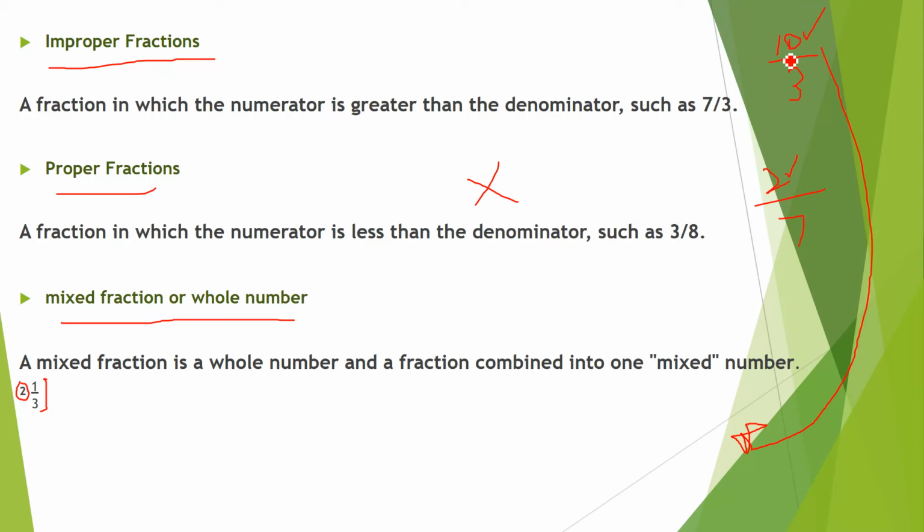So take this example, this is 10 divided by 3. How can we convert this improper fraction to a mixed fraction? 10 divided by 3: 3 times 3 is 9, and then we have 1 remainder. So we can say 3 whole number. You have to start from here, not from here. 3 whole number 1 over 3. So we have three kinds of fractions: improper, proper, and mixed fractions.